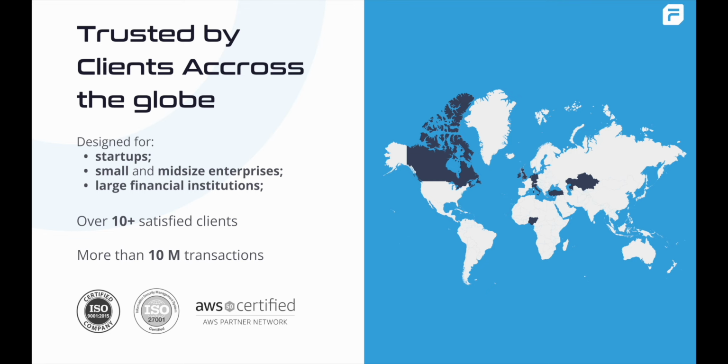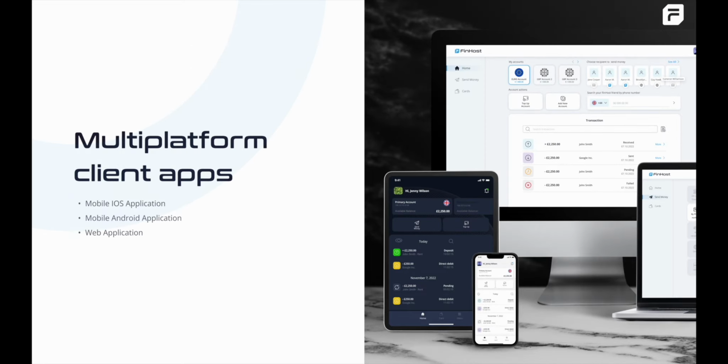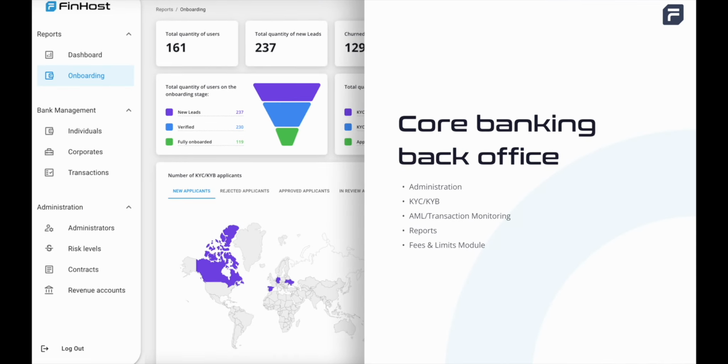Finhost's white-label digital banking system comprises three key components. A white-label mobile app for end users, compatible with both Android and iOS platforms. A white-label web application for end users. A comprehensive web-based back-office system, providing you the capability to manage your entire banking system.